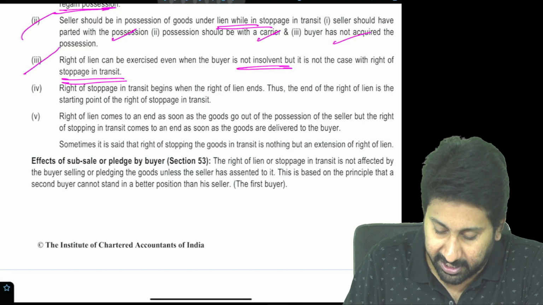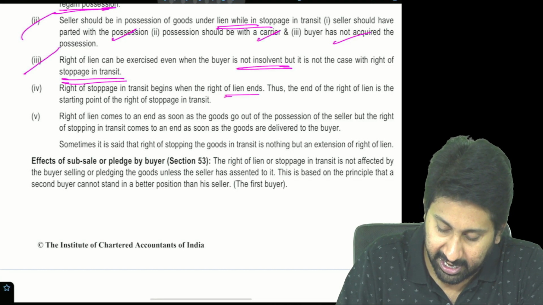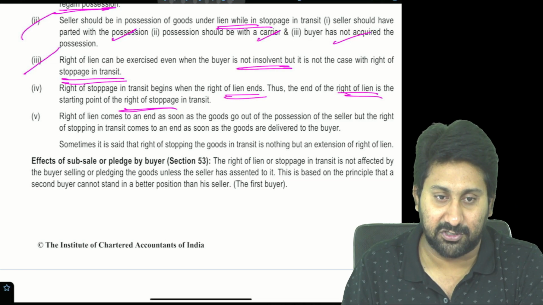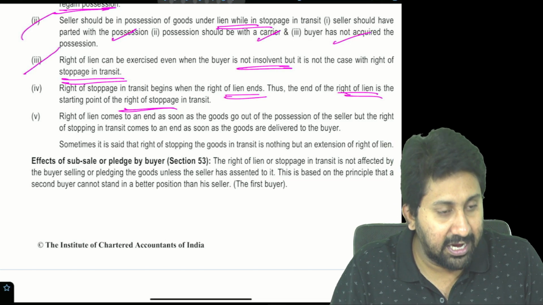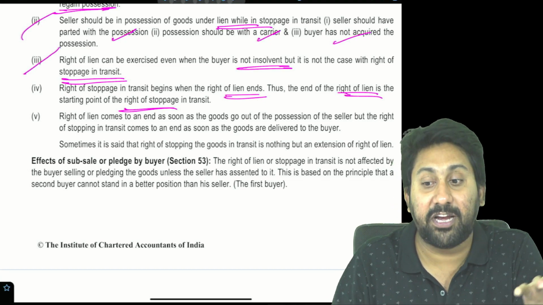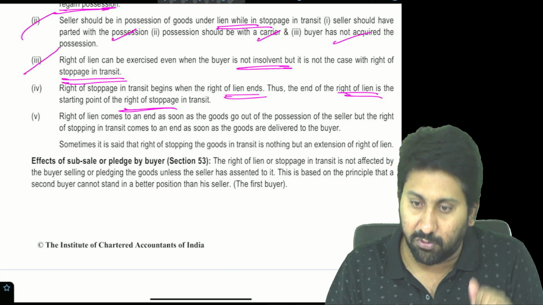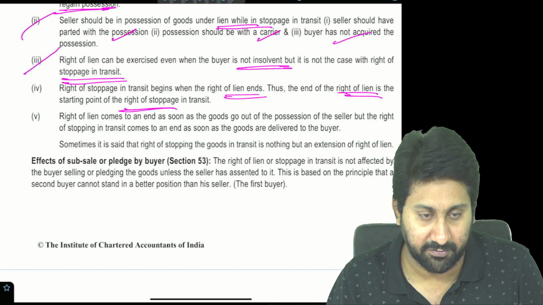Right of stoppage in transit begins where right of lien ends. Thus, the end of right of lien is the starting point of right of transit. So, the starting point is the lien. Lien you can exercise when you are in the possession. You left it, already it has gone out of your hands. Then you want to regain the possession, then stoppage in transit.